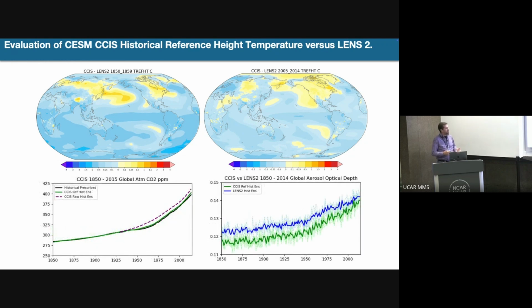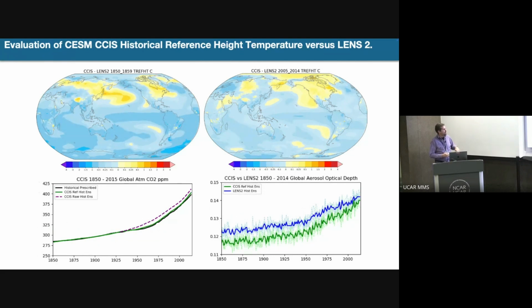One of the other things that's interesting to see is when you run the model in this emission-driven space, you can track the observed CO2 record really nicely. The dashed purple line is when we use raw emissions and raw land use. So we have this divergence around 1945.